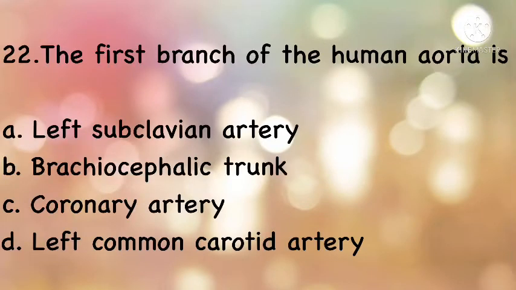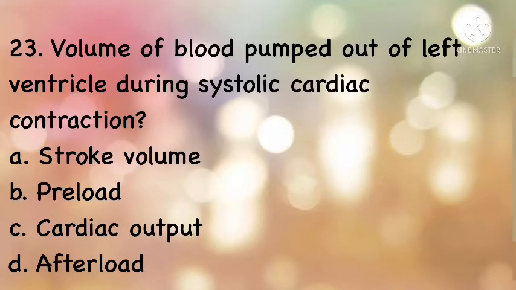The first branch of the human aorta is: left subclavian artery, brachiocephalic trunk, coronary artery, left common carotid artery. Correct answer is B, brachiocephalic trunk. Volume of blood pumped out of left ventricle during systolic cardiac contraction is: stroke volume, preload, cardiac output, afterload. Correct answer is A, stroke volume.